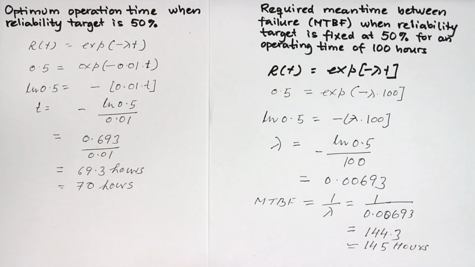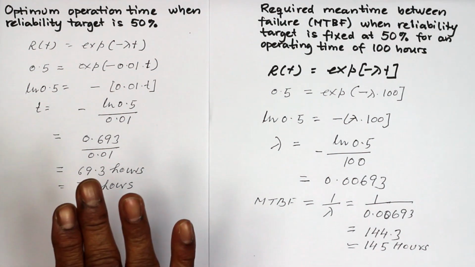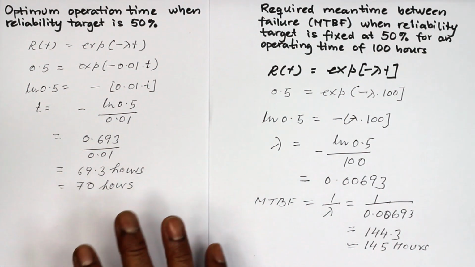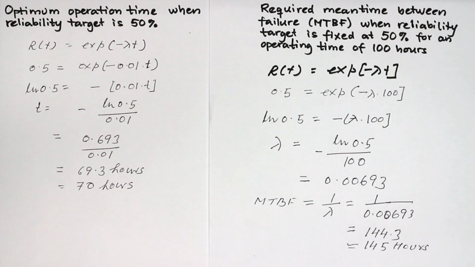These are the three examples. The purpose was to illustrate. It's a very simple example I have taken just to illustrate. In reality it becomes a little more complex. I tried to demonstrate how reliability can be calculated, how you can change the design, and how you can change the operating time so that maintenance can be planned.